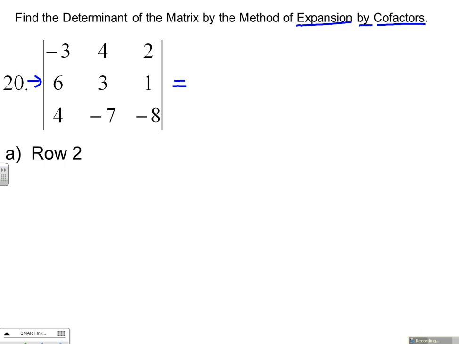Okay, so the determinant of this equals 6 times whatever 6's cofactor is, and we're going to call that C21 for cofactor row 2, column 1, plus 3 times its cofactor, that would be C22, plus 1, this guy, times its cofactor, that would be C23, row 2, column 3. So now we need to know what cofactors are.